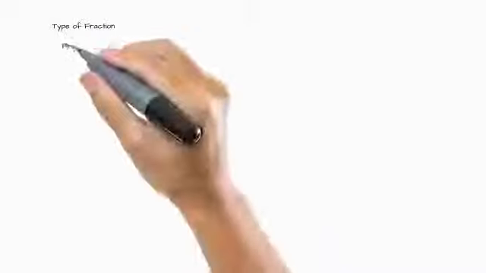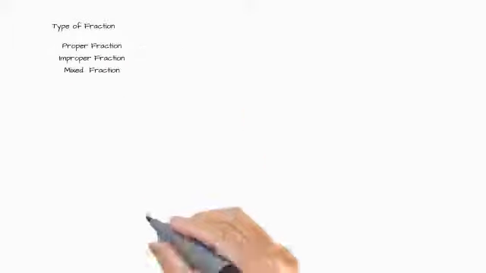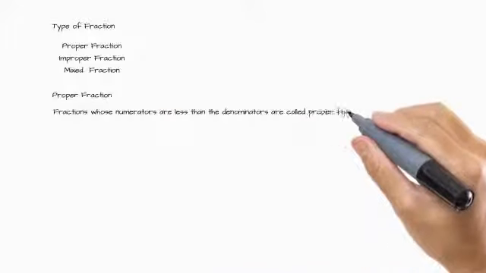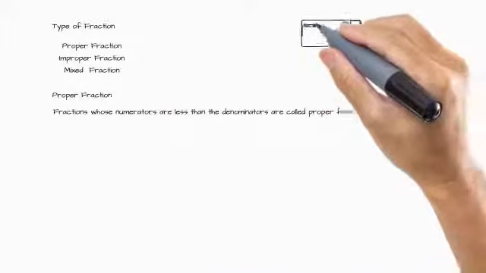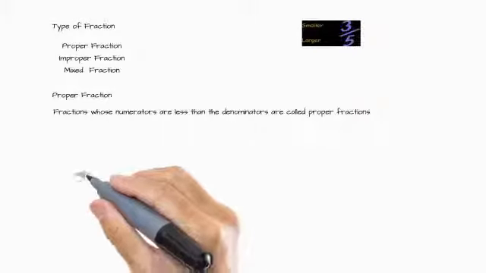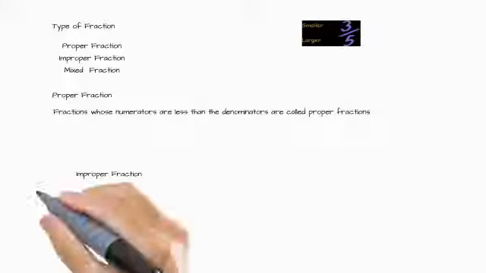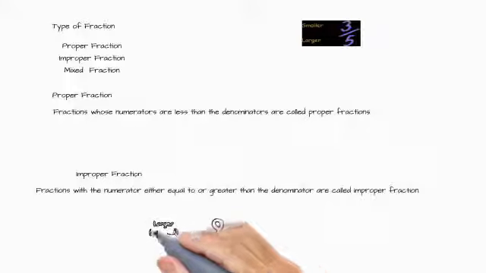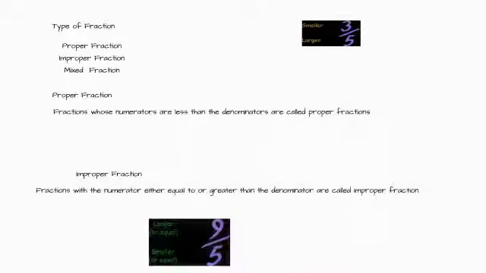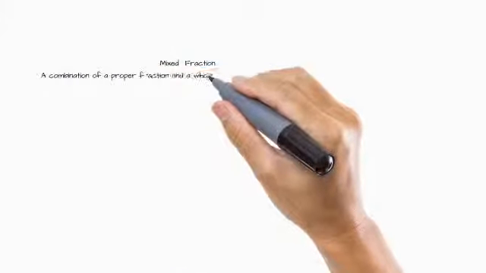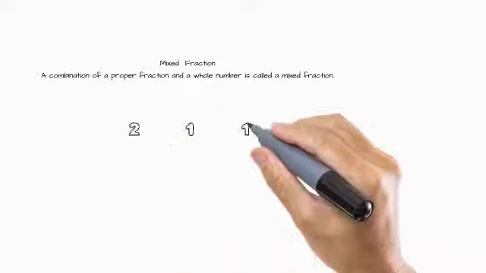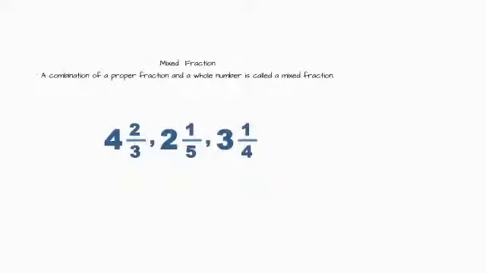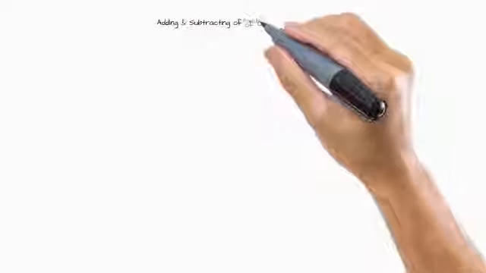Proper fraction, improper fraction, mixed fraction. What is a proper fraction? A fraction whose numerator is less than the denominator is called a proper fraction. See the example. Second is improper fraction. Fractions with a numerator either equal to or greater than the denominator are called improper fractions. See the example below. The third is mixed fraction. A combination of a proper fraction and a whole number is called a mixed fraction. See the example.